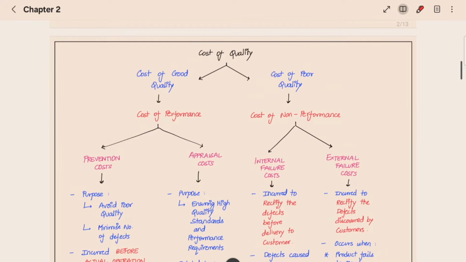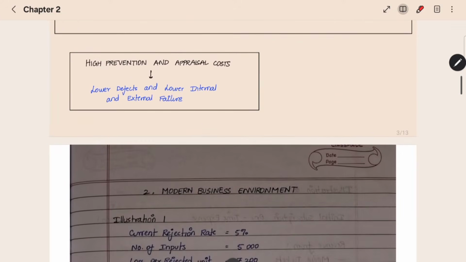These are all the four types of costs. Broadly, it is good quality and bad quality. In good quality, prevention cost and appraisal cost. Internal failure: the problems identified by the company itself and rectified. External failure cost: the problem identified by the customer and then the products are returned. This is the basic concept which you have to understand. Now we can go into the questions.